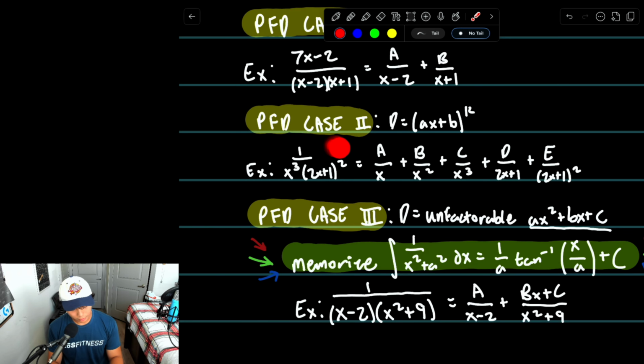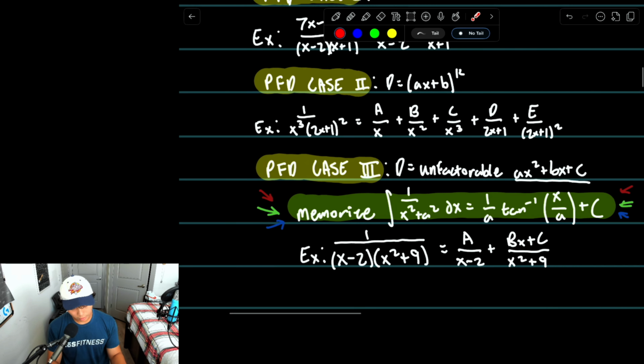Now over here you notice on the second part you still have the 2x plus 1, which is also to the power of something, which is 2. So in this case you wouldn't just do 2x plus 1 squared and assign it to one letter. You would do 2x plus 1 and then 2x plus 1 squared, which is assigned to two different letters.